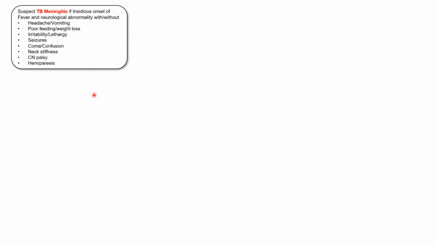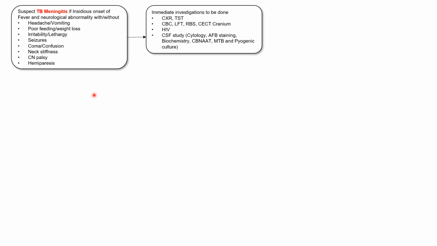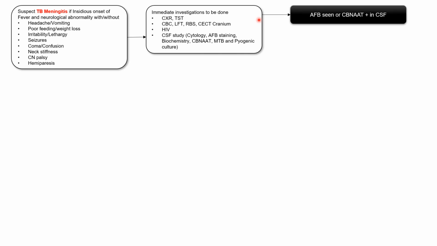And when we suspect TB meningitis, next what will we do? We have to immediately evaluate by doing these investigations. What investigations will we do? We will do chest x-ray, tuberculin skin test, CBC, liver function test, random blood sugar, contrast enhanced CT scan of the brain, HIV testing as offered to all suspected TB patients, CSF study in the form of cytology, AFB staining, biochemistry, CBNAAT, MTB and pyogenic culture. All these things we have to do.